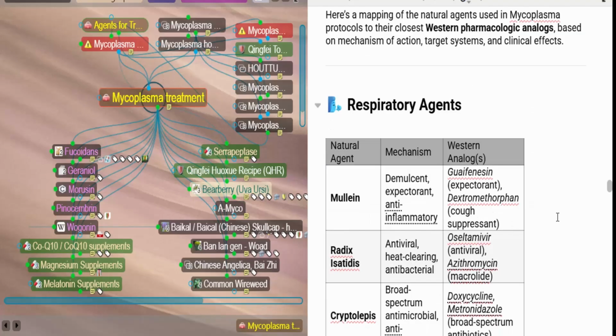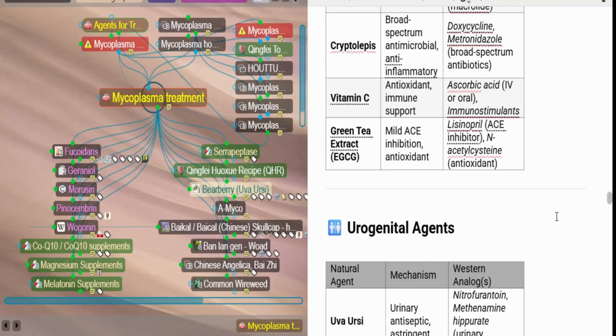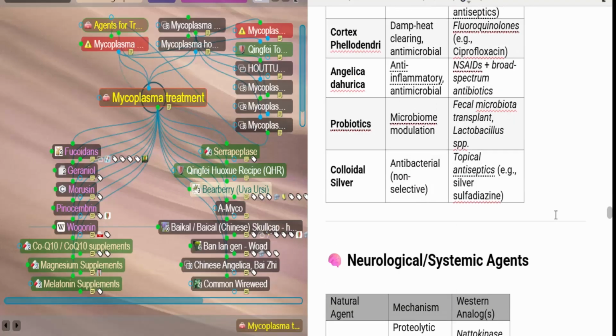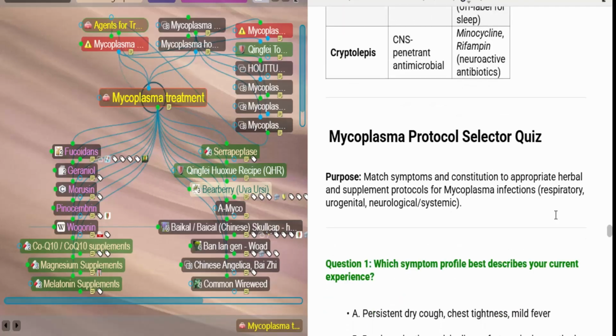So for respiratory agents, Mullein, it's demulcent, expectorant, anti-inflammatory. And here are the Western analogs, the Western drugs that are used. And Mullein is an analog for these. Same thing with urogenital agents and the neurological agents.